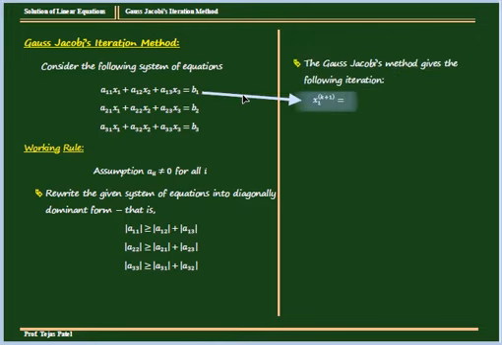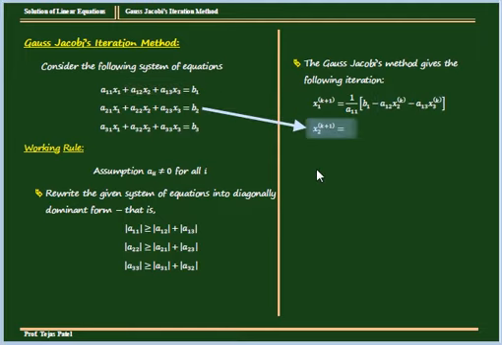From the first equation, x1 at k plus 1: we can see that the coefficient of x1 is a11. Shifting it to the right side, it will be 1 upon a11. Then here we have b1, so in brackets b1 minus. The remaining terms are a12 x2 plus a13 x3, and shifting them to the right side, it will be minus a12 x2 at k minus a13 x3 at k.